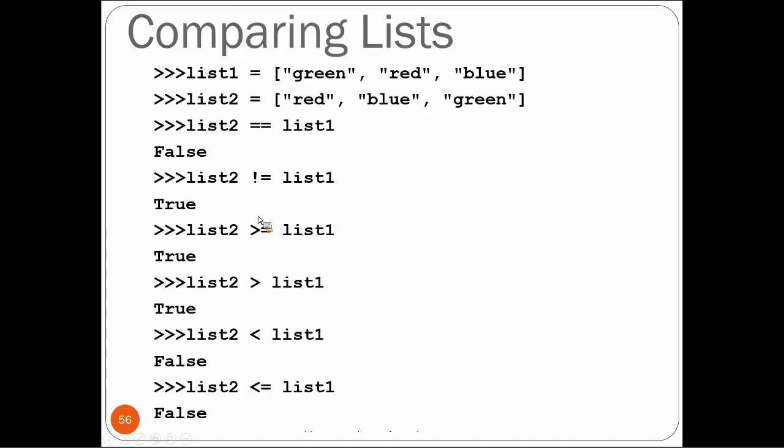Same applies for lexicographical order. Is list 1 greater than list 2? No, it's false, because it should be false. Is list 2 greater than list 1? Yes, it's true, because the first element, which is red, is greater than green. Why? Because R is greater than G. So it does lexicographical order not only within the list, but also within the elements in that list.